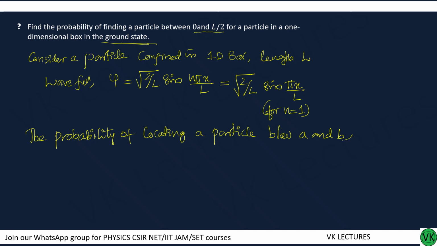What will be the equation? We use the probability equation: P is equal to the integral from A to B of mod psi of x squared dx. These are the limits, between A and B. Here it will be 0 to L by 2. We need to find from 0 to L by 2, and the wave function is this one. For the ground state it will be under root 2 by L sine pi x by L.